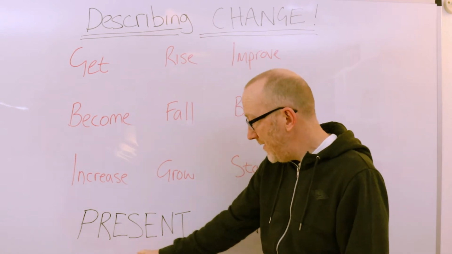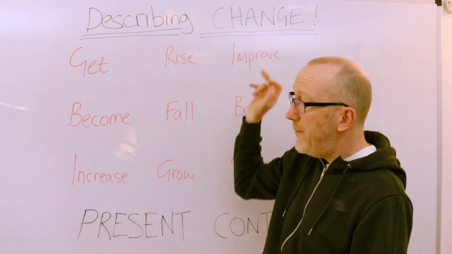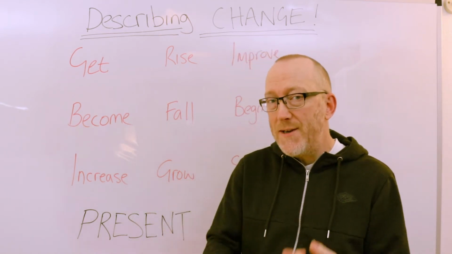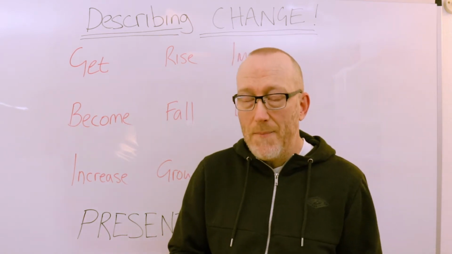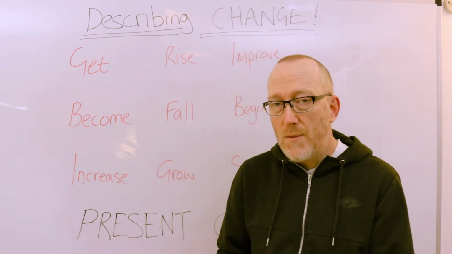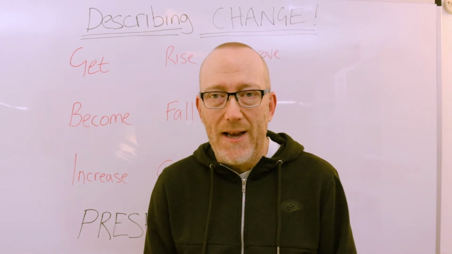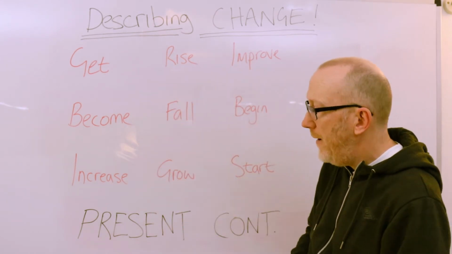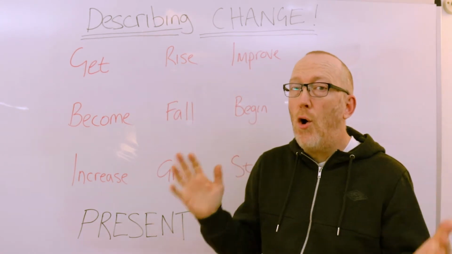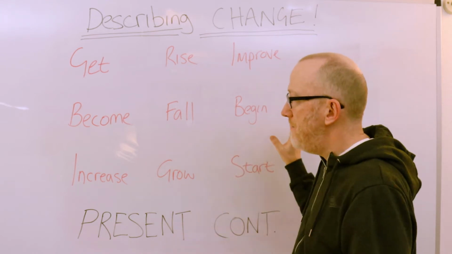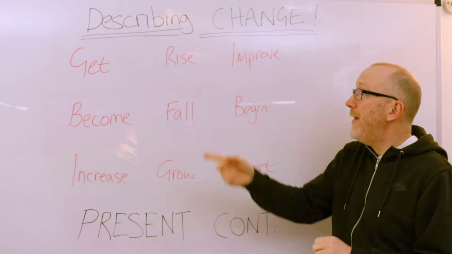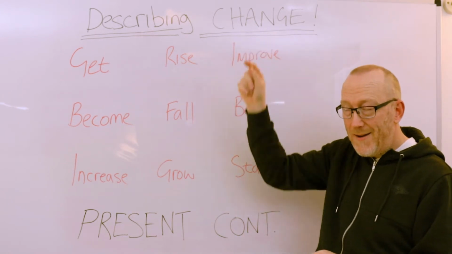The reason it's important is that when we're describing change, it's something that tends to be happening as we're describing it, as we're talking about it. And for that reason, we have to use the present continuous tense. All of these verbs that you can see here, and this is not all of the verbs that you can use, these are just some of the main verbs that we tend to use when we are describing things that are changing. Yeah?